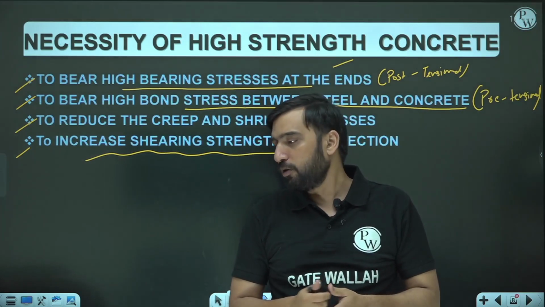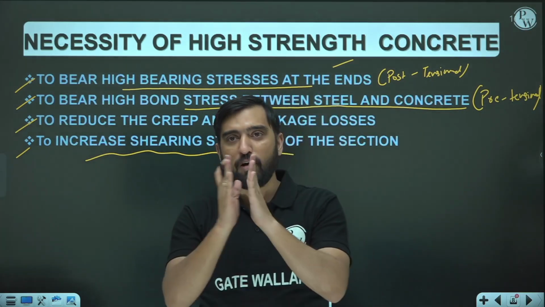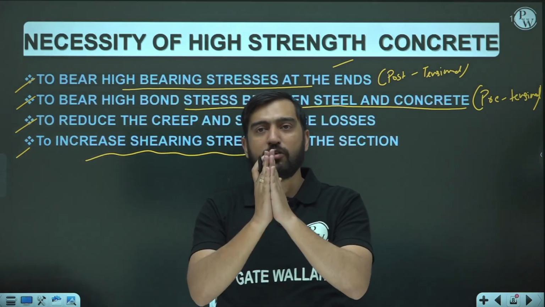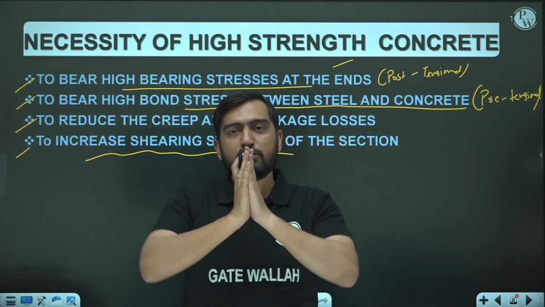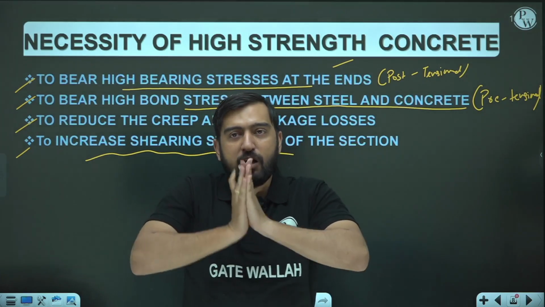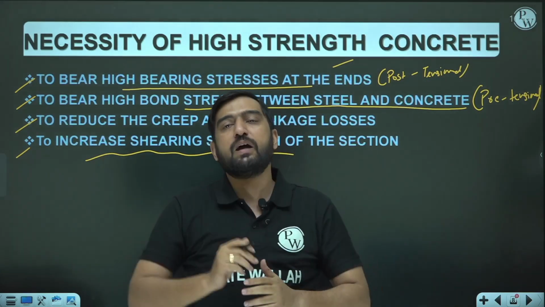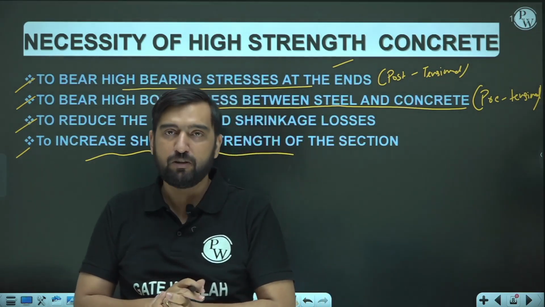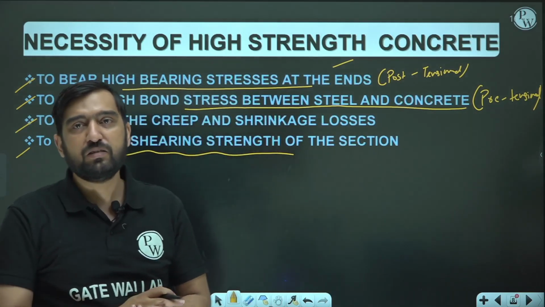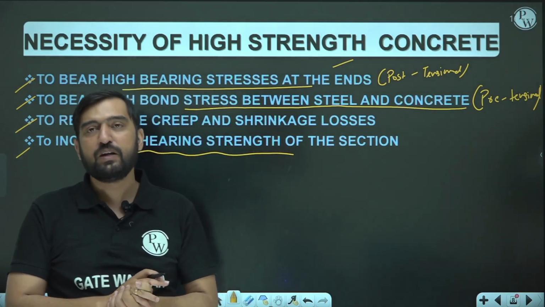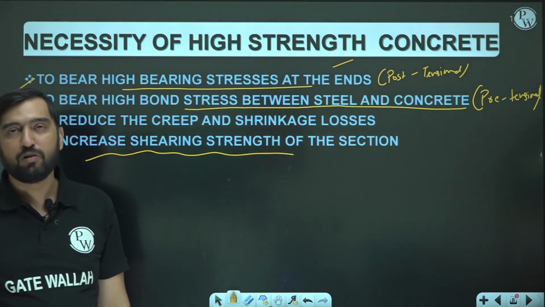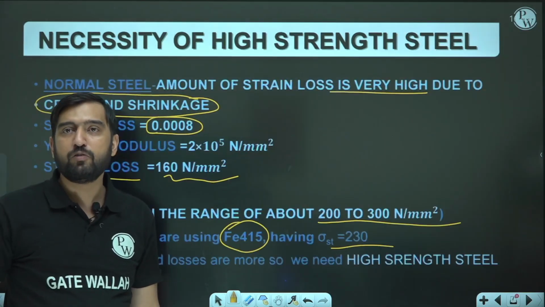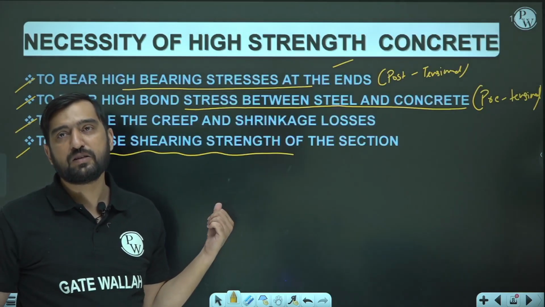How? Suppose I have two blocks and they are not confined, then the relative displacement is easier. But if these two blocks are confined, now it is hard for me to get relative displacement. So to increase the shearing strength of the section, we again need high strength concrete. So these all are the reasons why we need high strength steel and high strength concrete.